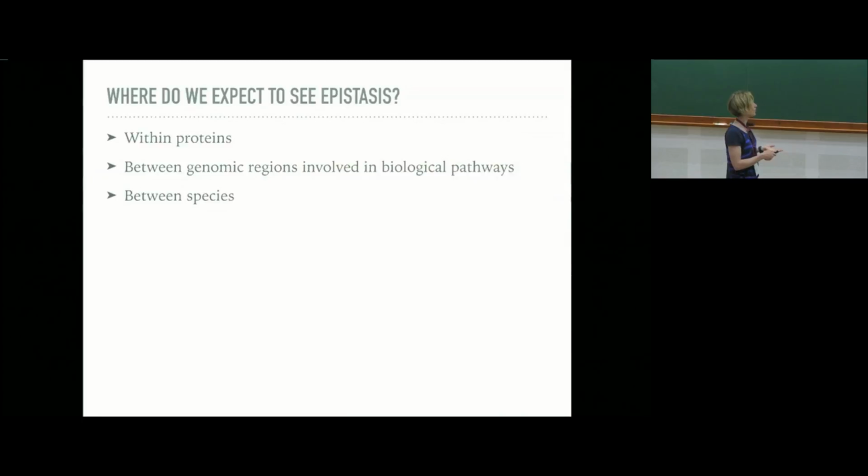But then there's also, by definition, epistasis between genomic regions that are involved in biological pathways. For a similar reason, if you disrupt the pathway somewhere, then you might have already deactivated the whole pathway, and anything else might not add anything. And similarly, you could tune it in a non-additive way. And then, as I already said, you might also have negative interactions between species.